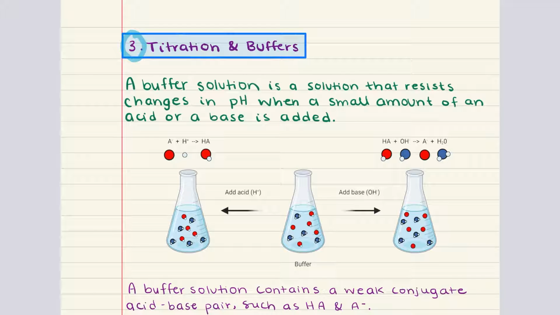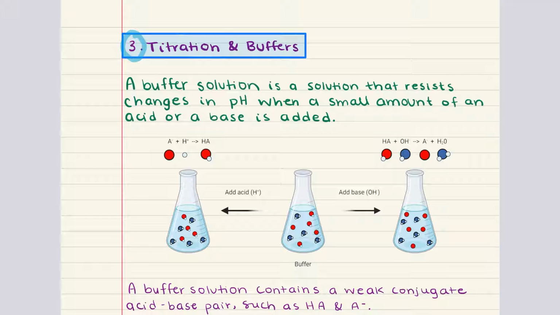A buffer solution is essential in chemistry because it helps maintain a stable pH even when small amounts of acid or base are added. Buffers resist changes in pH by using a combination of a weak acid and its conjugate base or a weak base and its conjugate acid. And this balance between acidic and basic components allows the solution to absorb added hydrogen ions or added hydroxide ions without significant changes to the pH.